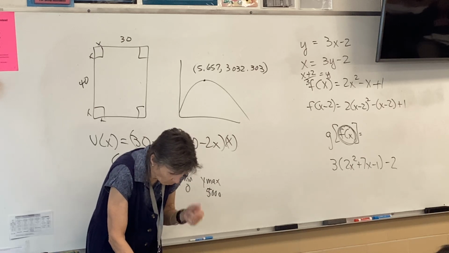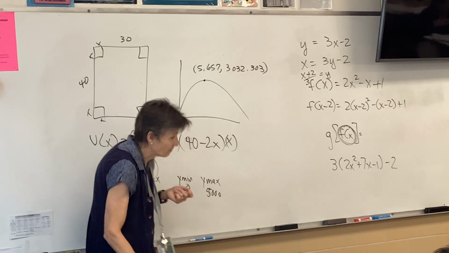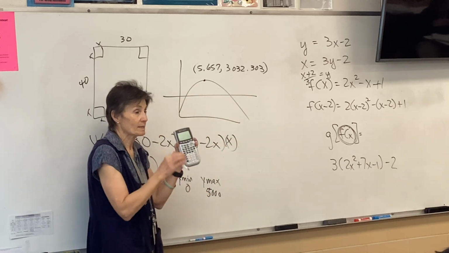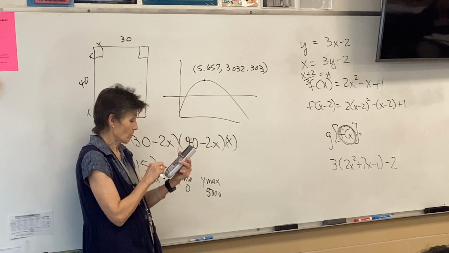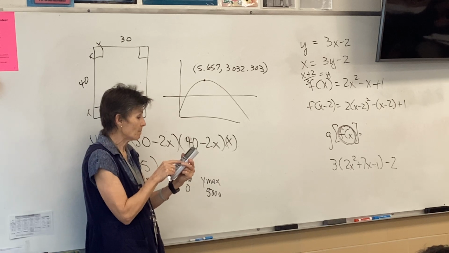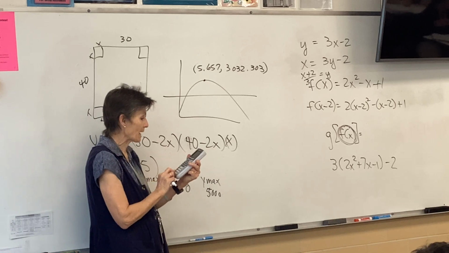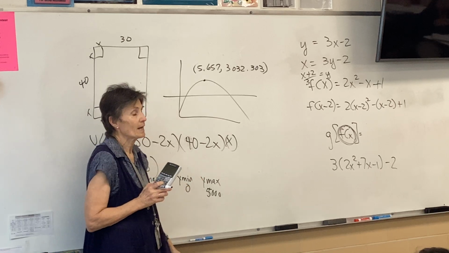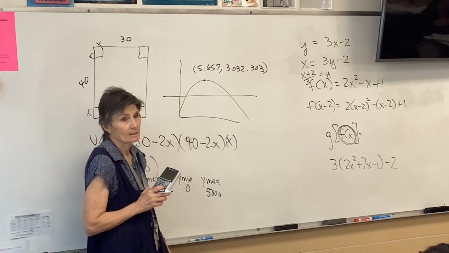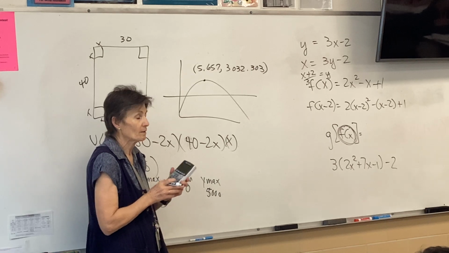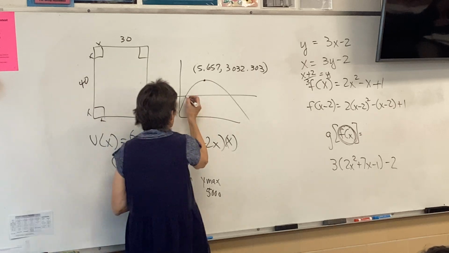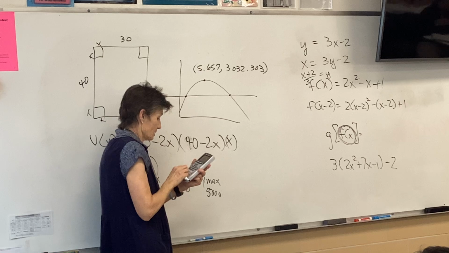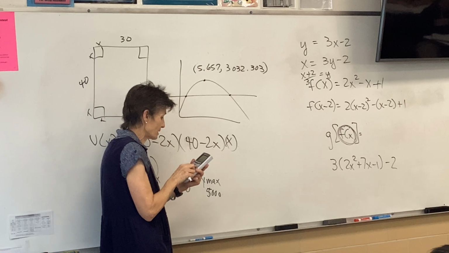Now, what if I only wanted the box to have a volume of 2,000? I don't plug in 2,000 into the equation, so I need a separate equation. I go to Y equals and type in a second equation, 2,000. And then I look at both of them, and I look for where they intersect. So I'm going to find that point and that point. Here we go, second calc, intersect.